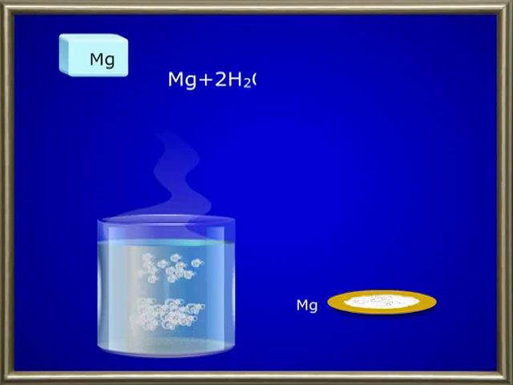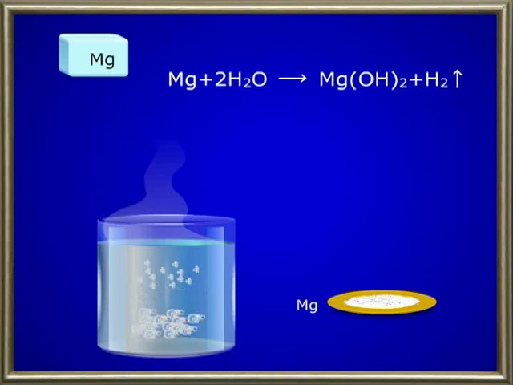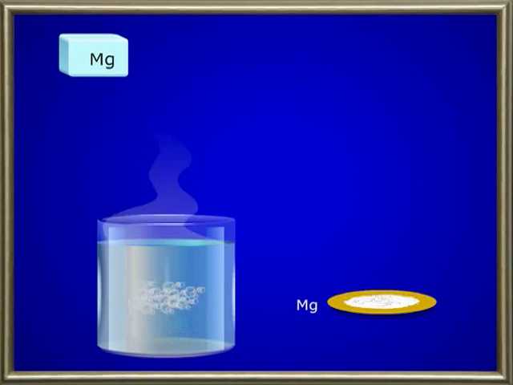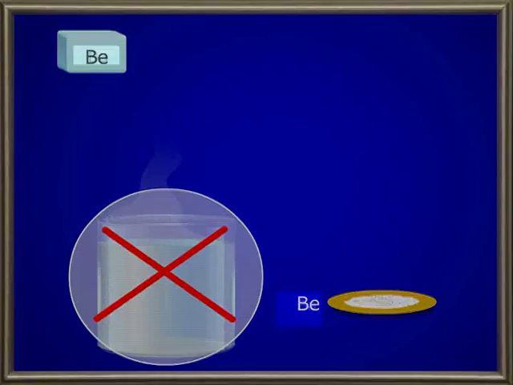Mg plus 2H2O gives Mg(OH)2 and hydrogen. In other words, it is magnesium which reacts with two molecules of water to give magnesium hydroxide and hydrogen. Beryllium does not react even with hot water or steam. Well, hope you have understood the differences in the reactivity of alkaline earth metals with water.